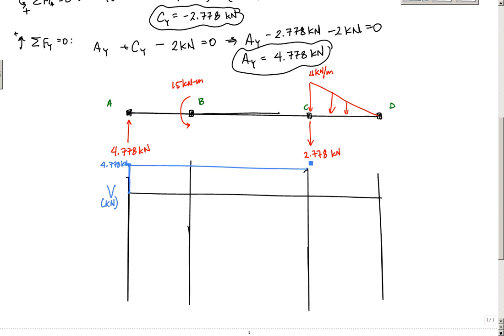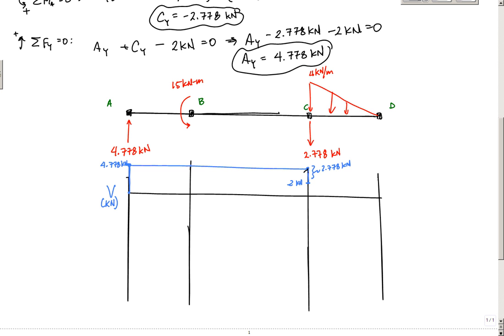Bam, right here. Now I'm here and I have a concentrated load of 2.778 kilonewtons. So I'm going to drop down a distance of 2.778 here, which will leave me at 2 kilonewtons here. This point is 2 kilonewtons, and this difference right here is 2.778 kilonewtons. So that was my change, that 2.778 kilonewtons.